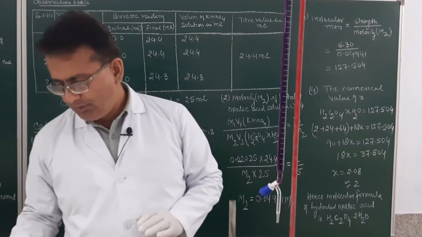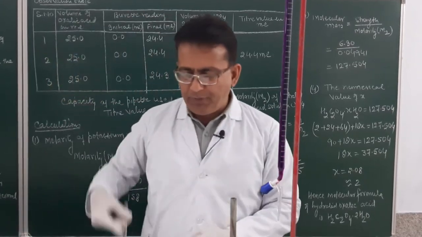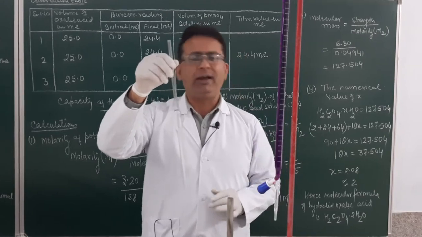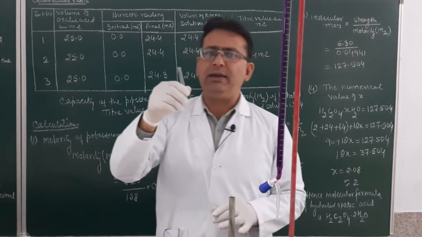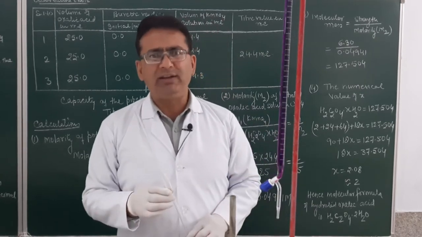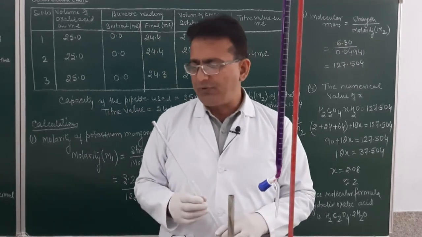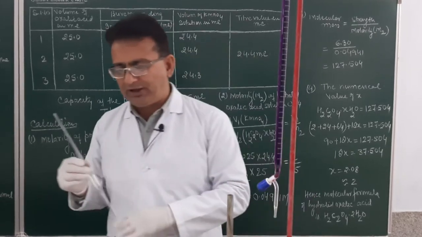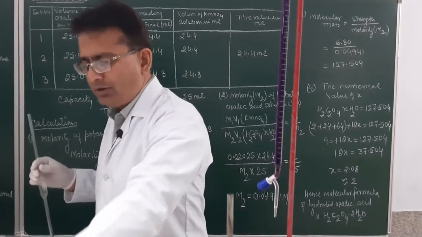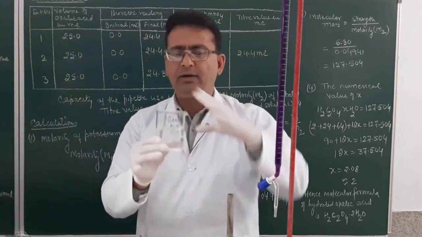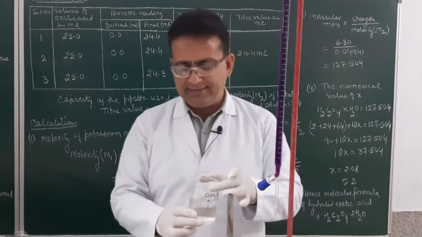Now students, we have a pipette with us. This is a pipette. For this demonstration, I have taken the 25 ml capacity pipette. When you come to the lab for performing the experiment, either a 25 ml or 20 ml pipette will be provided to you. That will be told to you before the experiment. Now, this is oxalic acid solution. You can see over here, it is a solution of oxalic acid.